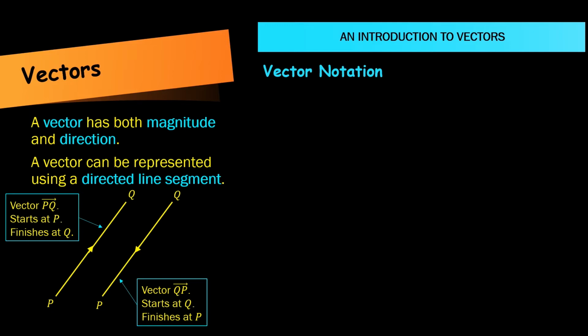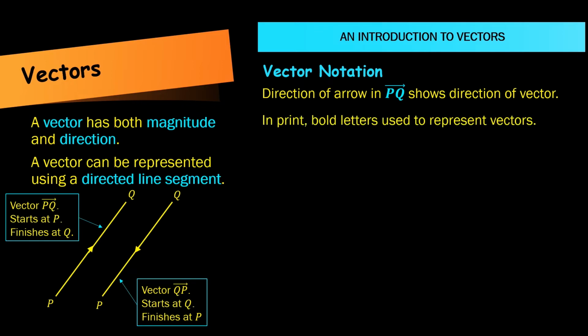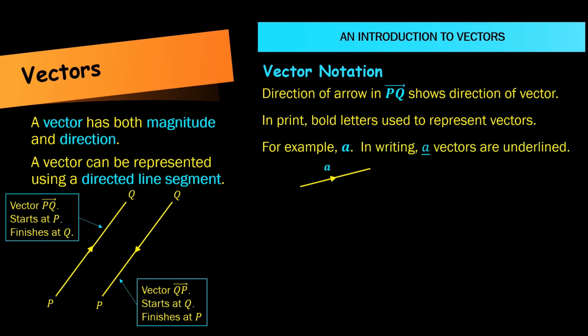Let's now take a look at some more vector notation. The direction of the arrow in PQ shows the direction of the vector. In print, bold letters are used to represent vectors. So, for example, the red A highlighted in bold. It will look something like this. In writing, vectors are underlined, as shown.